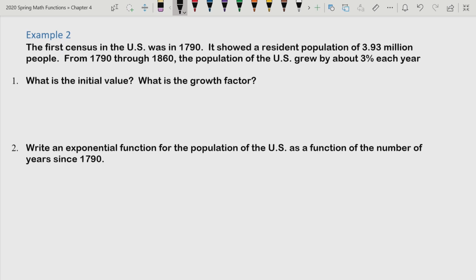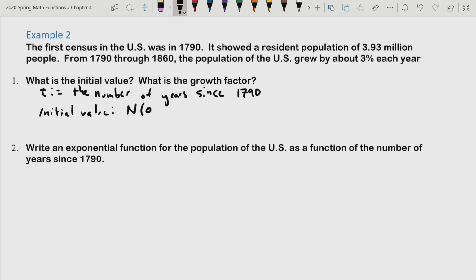In order to determine what the initial value of this function is going to be, you have to determine what your variable is going to be. In this case, since the first census is in 1790, we can let our variable, say t, be the number of years since 1790. So the initial value is going to be the value of the function when t is 0. What is the value of the function when t, our variable, is 0? That's the population of the U.S. in 1790, which is 3.93 million.